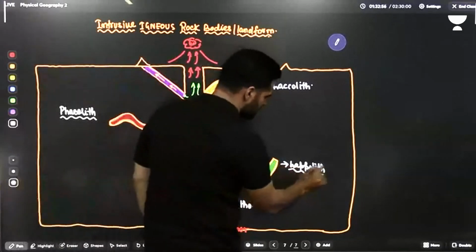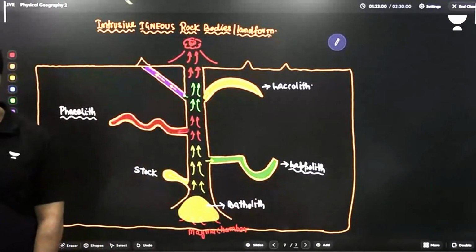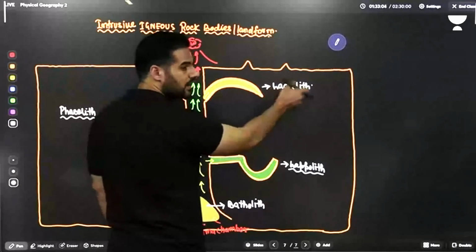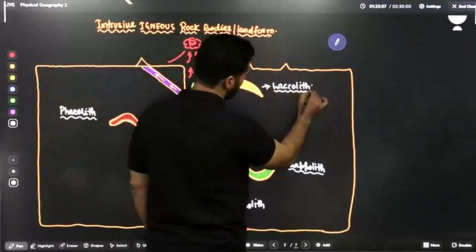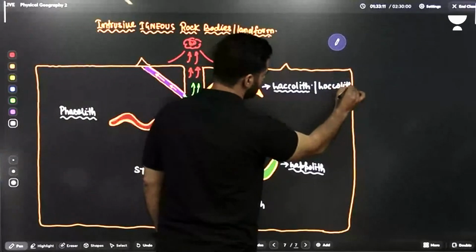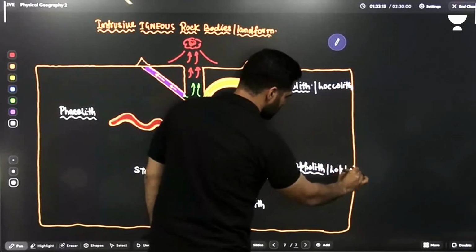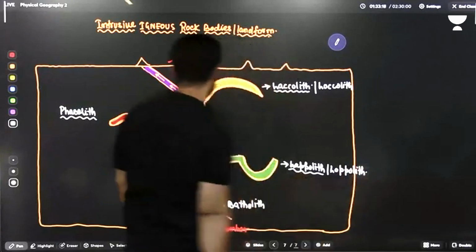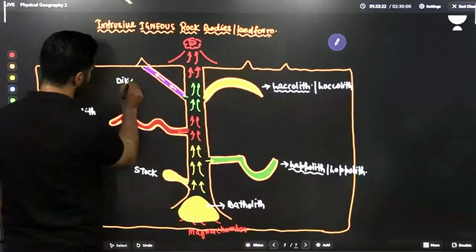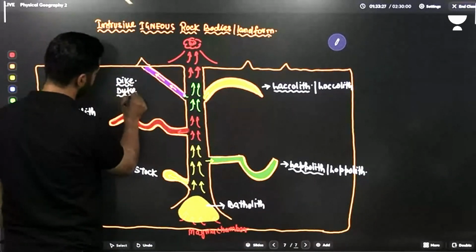देखो ये जो लैपो है किसी किसी बुक में LO भी दिया है, सो इट इज जस्ट अ नाउन. लैपो और लोपो, इट इज वन ऑफ द सेम थिंग. लोपोलिथ और लैकोलिथ. वैसे यहाँ पे लोकोलिथ और लैकोलिथ. मैं लिख देता हूँ to avoid such confusion. Is it clear? And then it is called as dike. Either this spelling you will find or you will find this spelling.